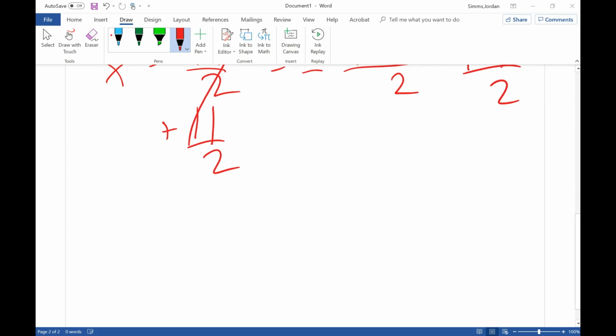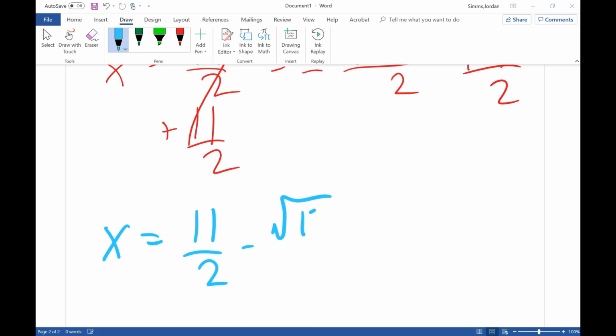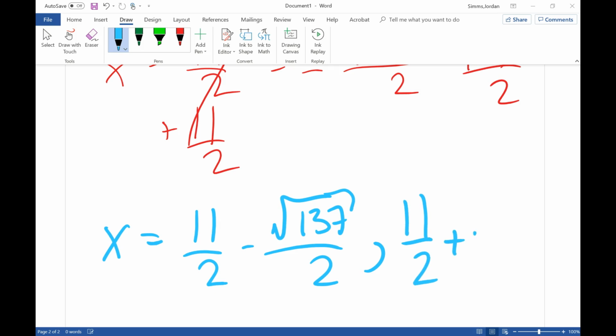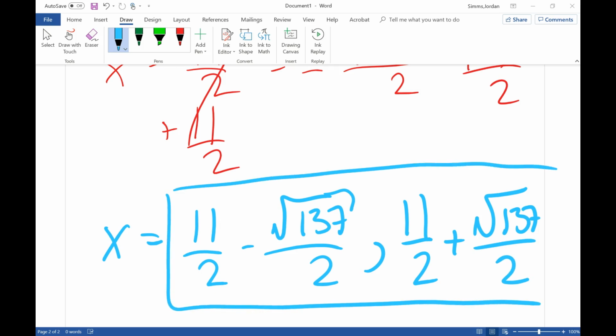So, let me get some blue going here. x is going to equal, I always like to put the 11 halves first, so 11 over 2 minus the square root of 137 over 2, comma, and then 11 over 2 plus the square root of 137 over 2. So that's actually ugly, and it takes a while to write it all in, but that's going to be our answers right there, buddy.